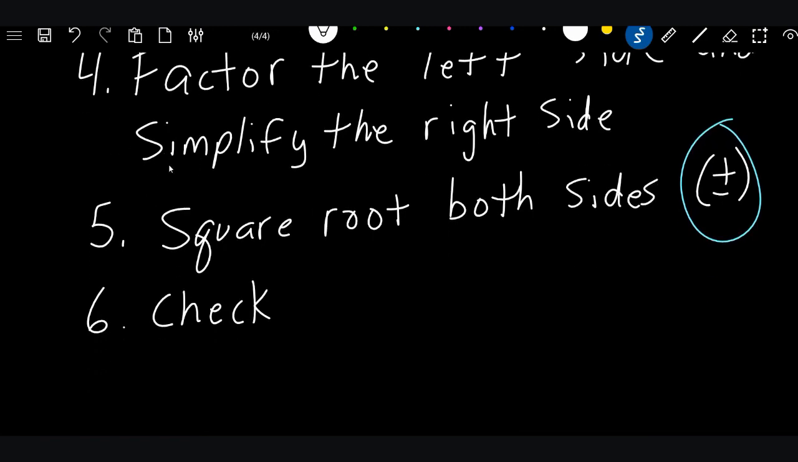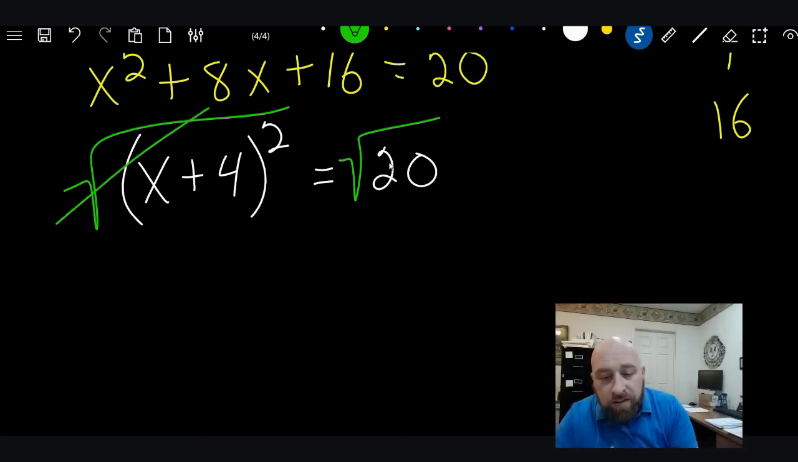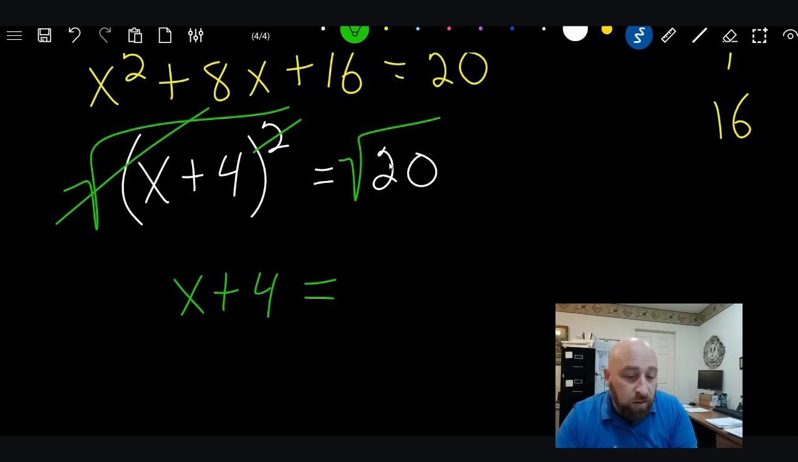So number 5 says square root both sides. We've done that before. So let's go ahead and square root both of these sides. Square root that and square root that. Now watch what happens when you square root a square. What happens is we just cancel those out. In other words, the square root cancels out the square. And so we end up with x plus 4 equals the square root of 20.